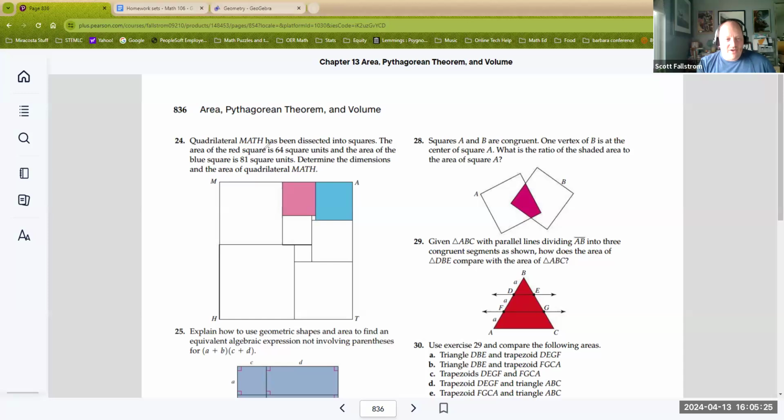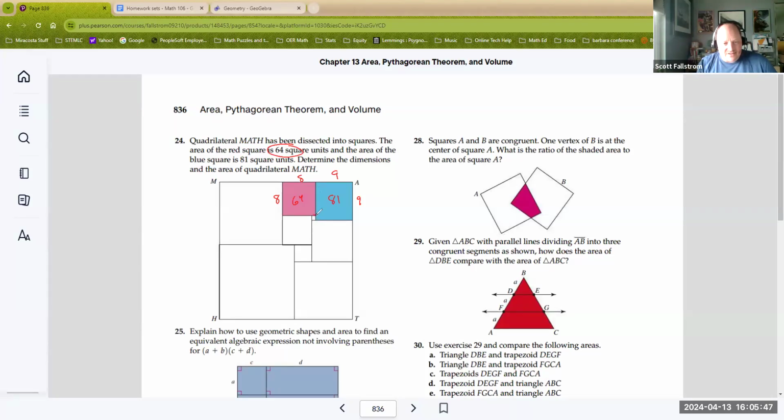They tell you the red one is 64 square units. So that means it has to be 8 by 8. And the area of the blue square is 81. Okay, so 64, and this is 81. 81 must be 9 by 9. Now you use that. This is where we get to use our logic skills.